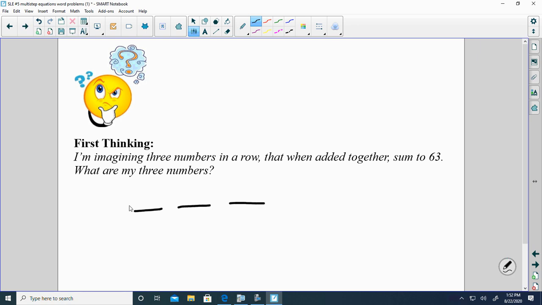When we sum them together, sum means add, right? We get 63. So there's 3 different numbers. They're not just the same number. This is a little bit of logic. So if my first number was x, what do I have to add to x to get to the next number in a sequence of numbers if they're in a row? So if I was at 7, what do I have to add to 7 to get to 8? Right, 1. So I'm going to call this one x plus 1.